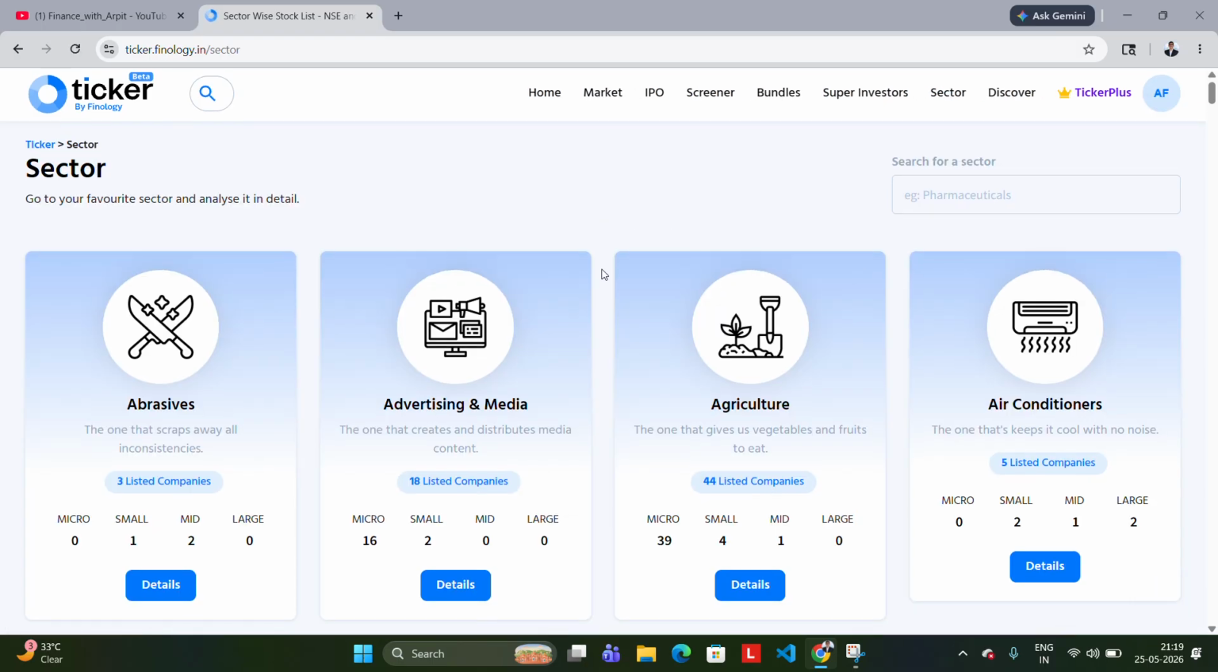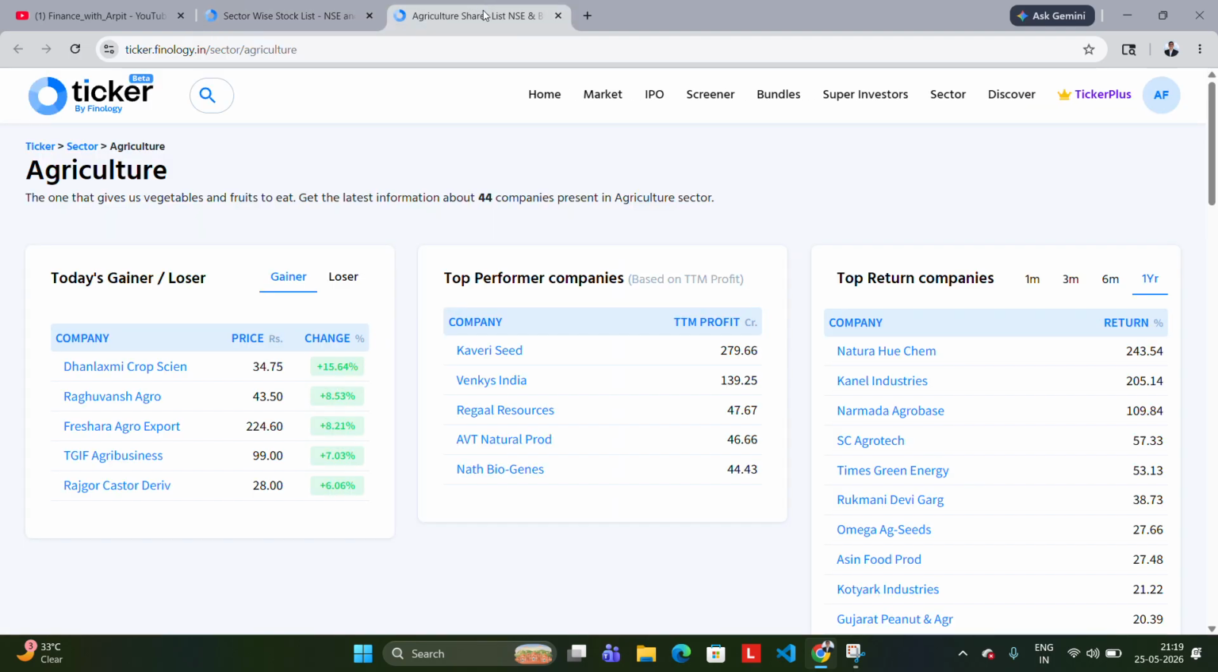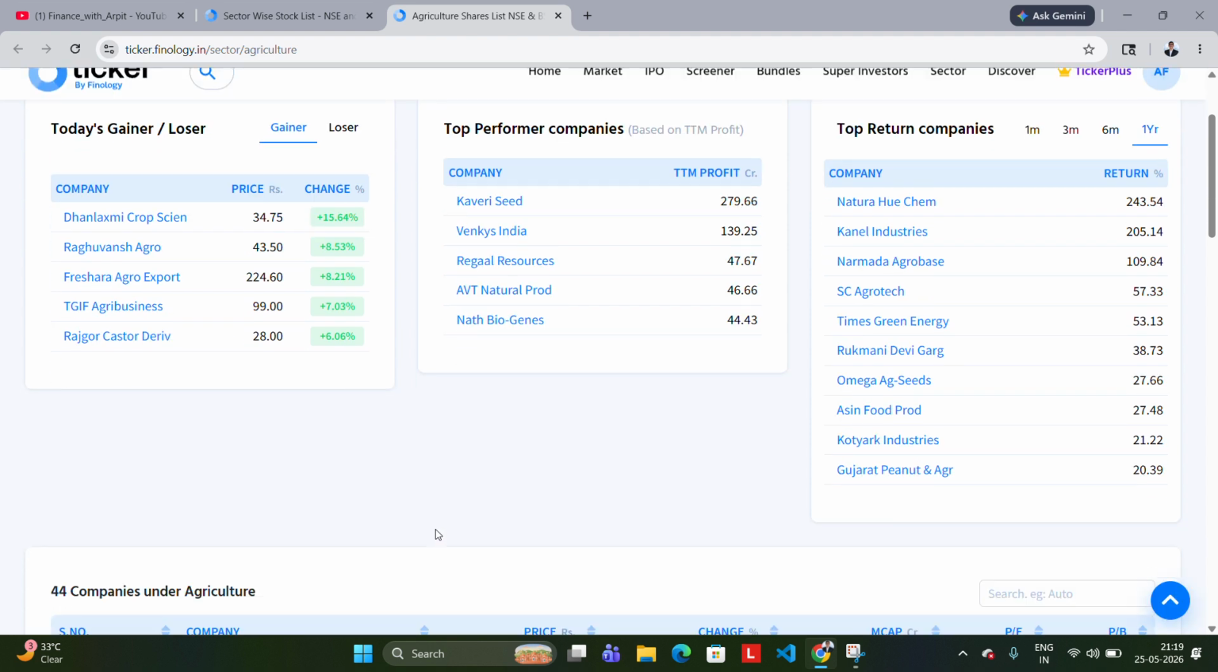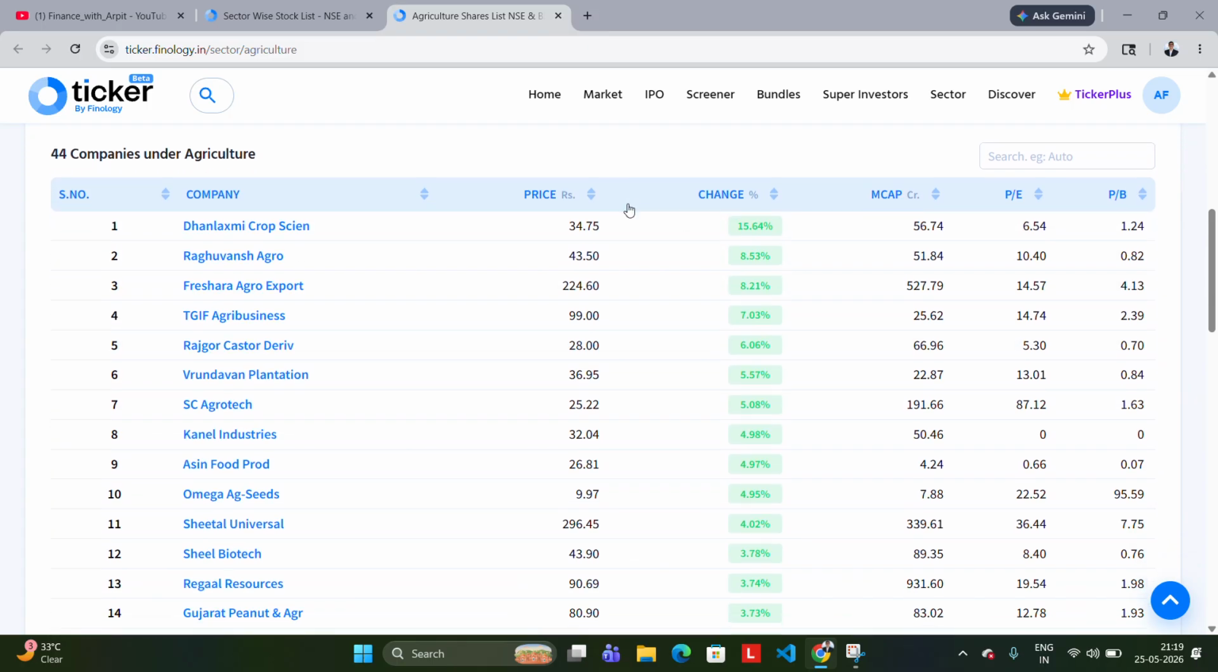We can see the sector-wise each and every stock, so that we can see the stocks from the important sectors. For example, the first sector is the agriculture sector. It is one of the most famous sectors in our India, because India is an agricultural country. So we can see that many stocks today have jumped by a huge percentage.